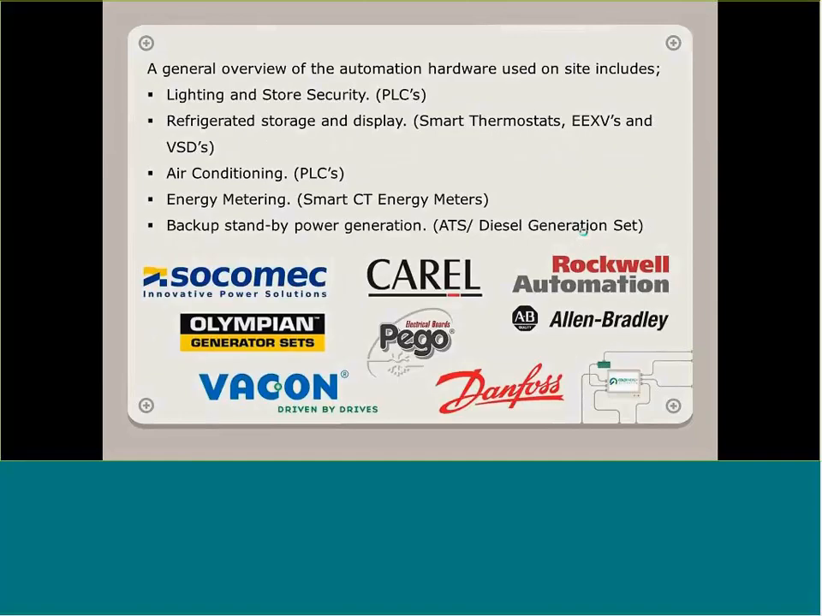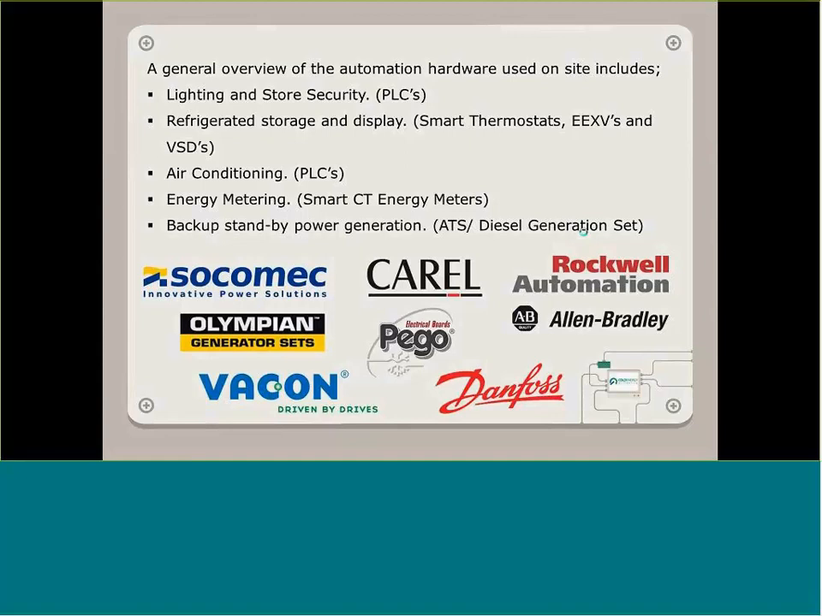A general overview of the automation hardware we used on site included some store lighting and security monitoring PLCs with a lot of Allen Bradley Modbus TCP, and a refrigeration system for the bulk storage and product display. It used a lot of small, smart thermostats, used for a typical single line temperature display you'll see in most supermarkets, bars, that sort of thing. Electronic expansion valves are used for energy efficiency, which we interface with. Variable speed drives, which these days are everywhere, were a mixture of Modbus TCP and RTU.